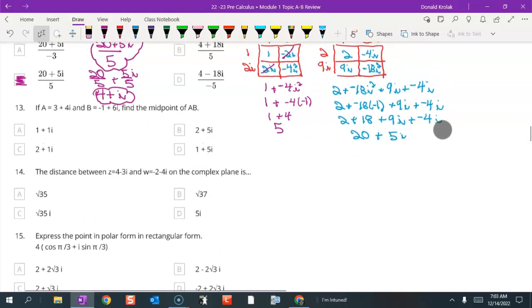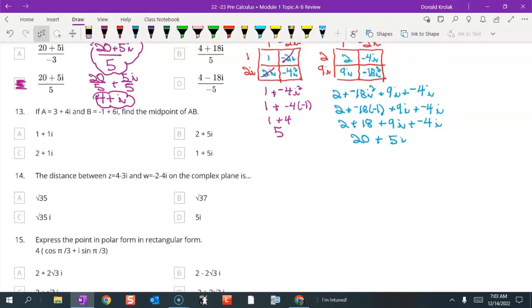Okay. All right, find the midpoint. So to find the midpoint, you add the two and then divide by 2. All right, so I've got 3 plus negative 1, that's 2. 4 plus 6, that's 10. Divide by 2. Got 2 over 2 plus 10i over 2, which is 1 plus 5i.